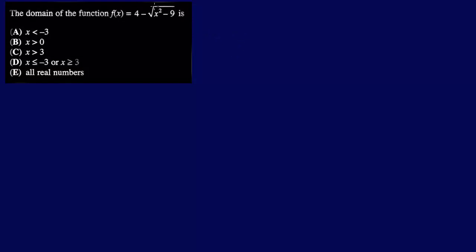So the first thing that sticks out at you is that we have a radical. When we have a radical, we know that unless we're dealing with imaginary numbers, which we're not, whatever's inside the radical has to be greater than or equal to 0. So in this case, it's x squared minus 9. This has to be greater than or equal to 0.